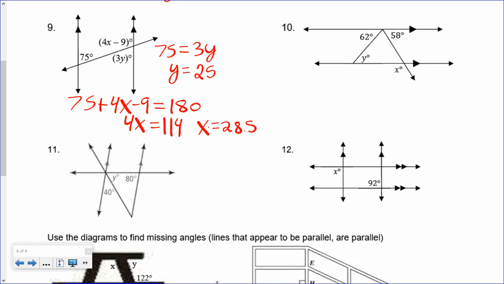There you go. You could have plugged in x right here and done linear pair if you wanted to, but you don't have to. Again, there's lots of different routes you guys can take. Questions on 9?